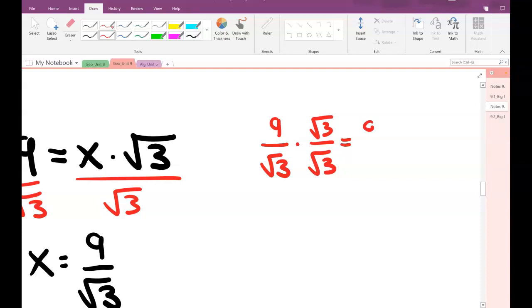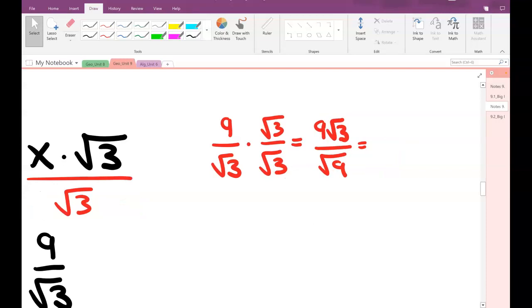Like I said, when you multiply, you don't mix outside and inside numbers. When you multiply 2 square roots together, you multiply the numbers on the inside together. So this will be the square root of 3 times the square root of 3. That's the square root of 9. Simplifying the square root of 9, that's a whole number, that's 3. So we have 9 square root of 3 over 3.